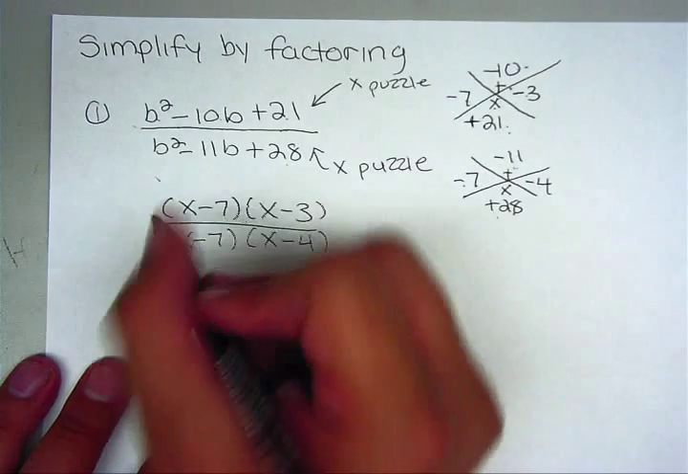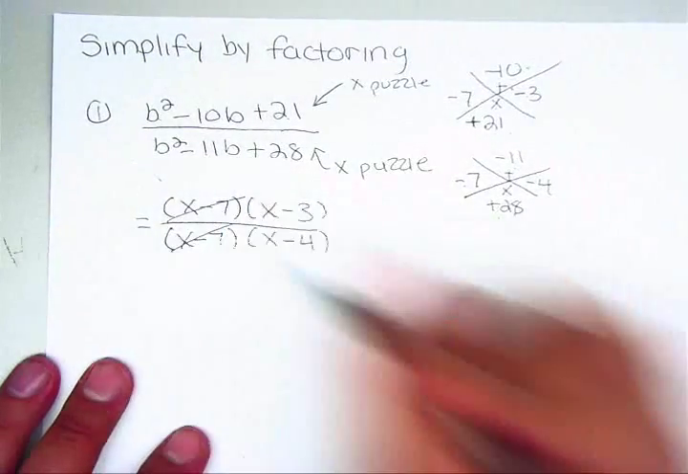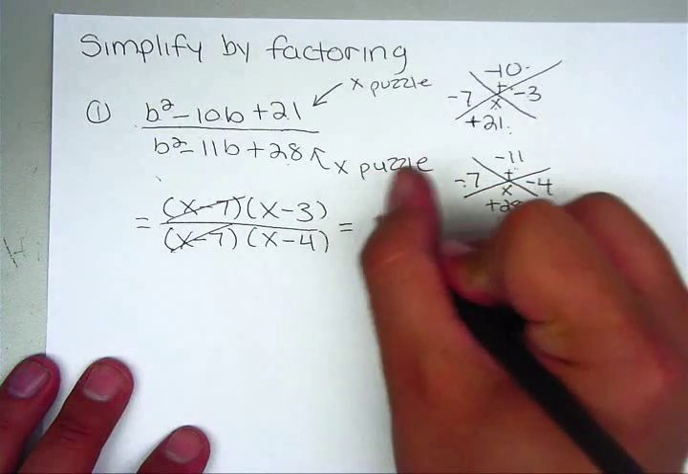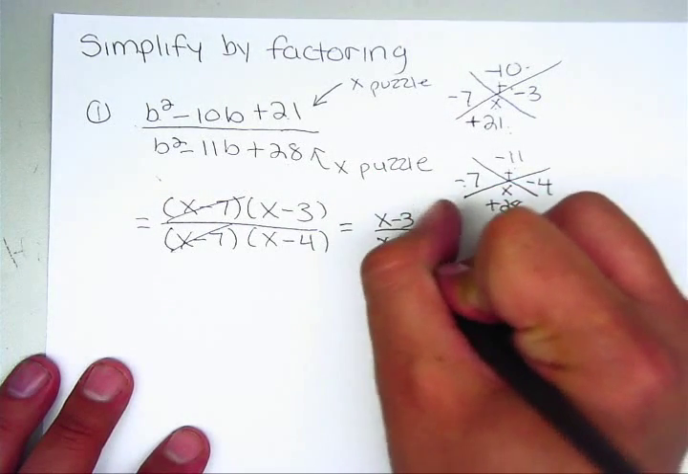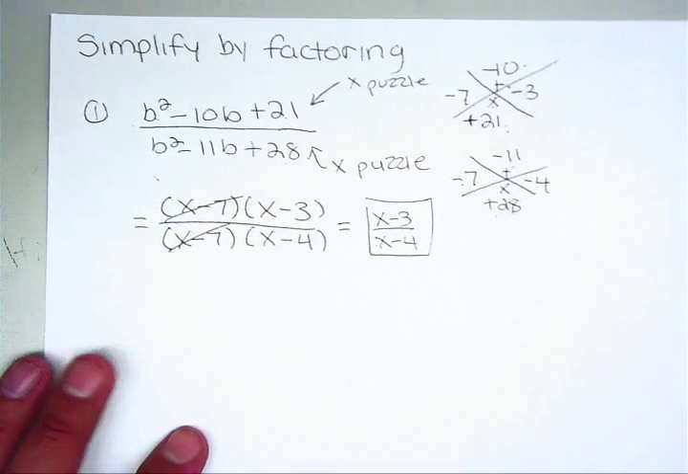Now we take a look at what this is. The x minus 7's cancel. What I have left is x minus 3 over x minus 4, and circle our answer.